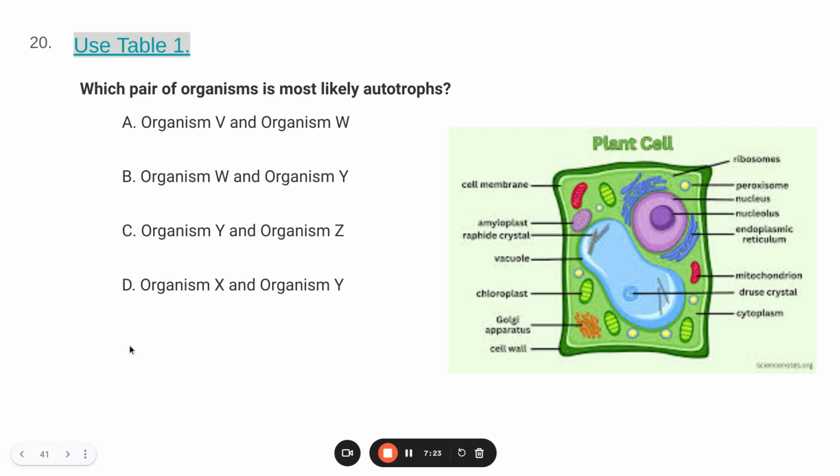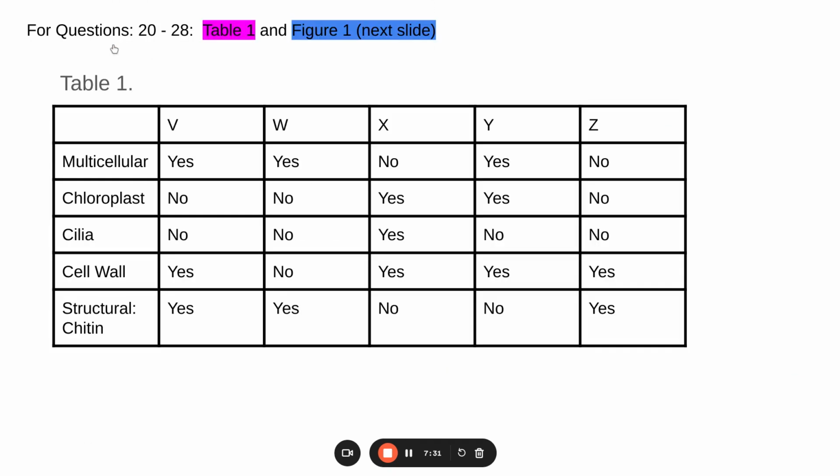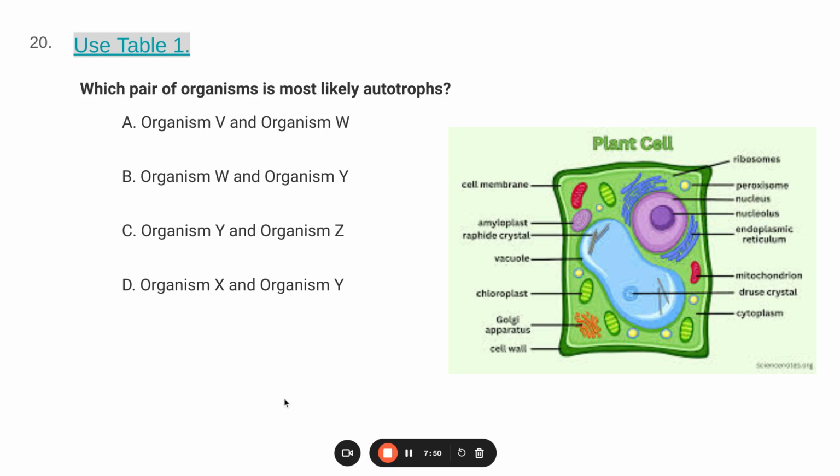All right, so it says, which pair of organisms is most likely autotrophs? And it says to use table 1. All right, so autotrophs, we know what an autotroph is. An autotroph is a producer, which means it makes its own food. So I know that producers need to have chloroplast. So I look, and X and Y both have chloroplast. And is that a choice? Yes, it is. D. Organism X and organism Y are most likely autotrophs because they contain the chloroplast.